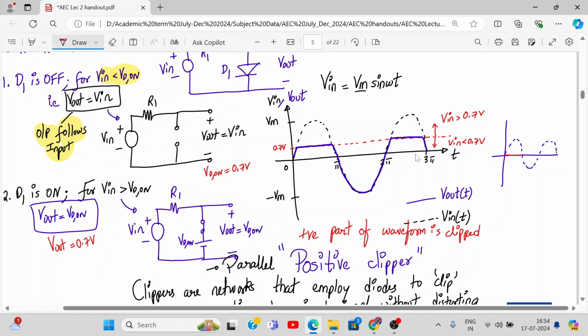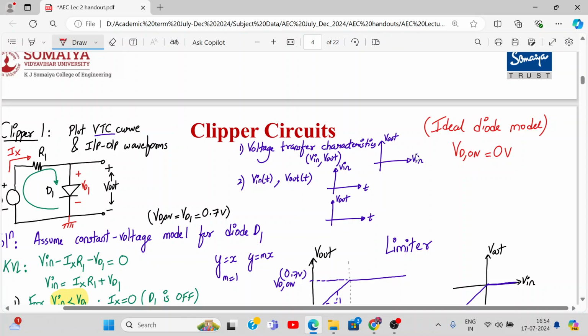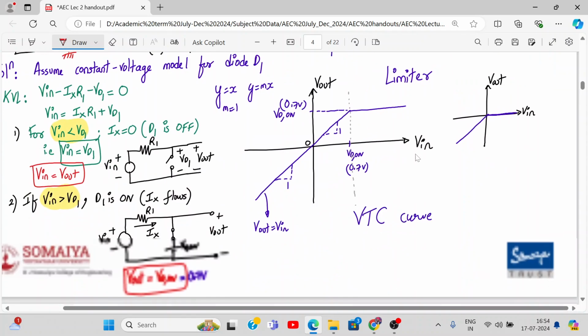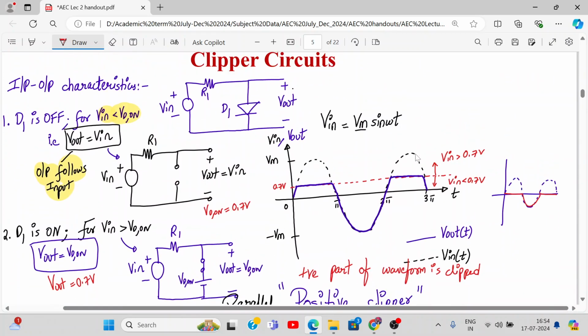Perfect. So here it will be like this. Agree? Because VD on has become 0 now. So I'm not going to explain the ideal diode model because I've already explained constant voltage. Just make VD on equal to 0 volt. So once you have achieved this, making VD on equal to 0 will be very easy, right?